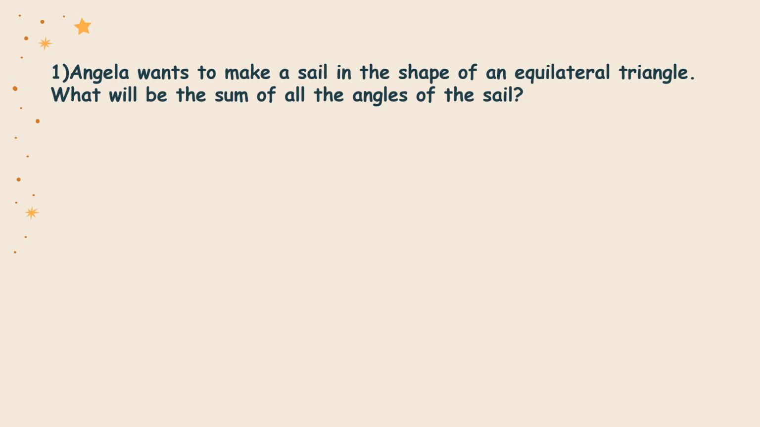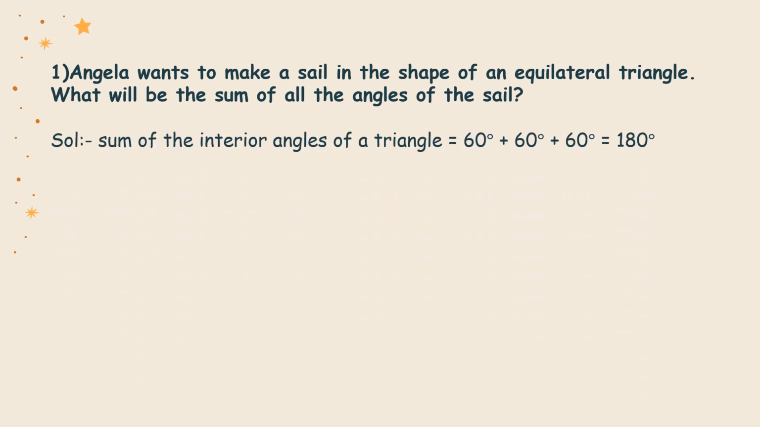Now, what is the angle sum property of a triangle? In the beginning, also I asked the same question. In order to know this chapter, you need to know the concept of the angle sum property of a triangle. What is the angle sum property of a triangle? 180 degrees. So what will be the sum of the angles of the sail? Definitely 180 degrees. How? Because each angle in an equilateral triangle measures 60 degrees. So 60 plus 60 plus 60 will give you 180 degrees, which is the sum of all the angles of the sail.